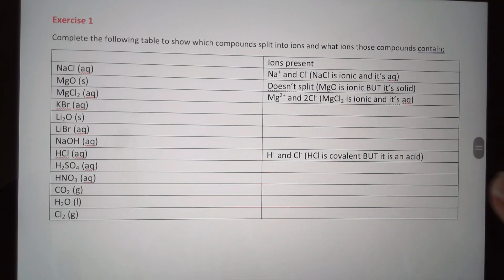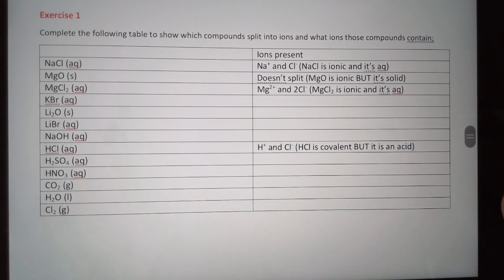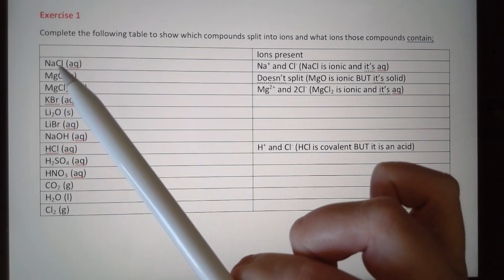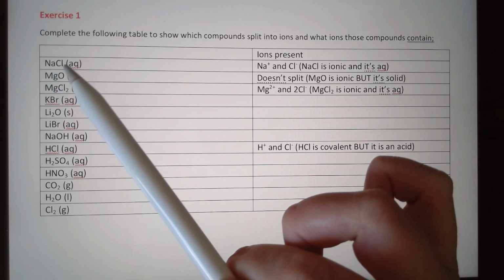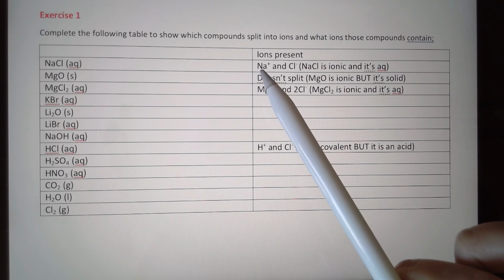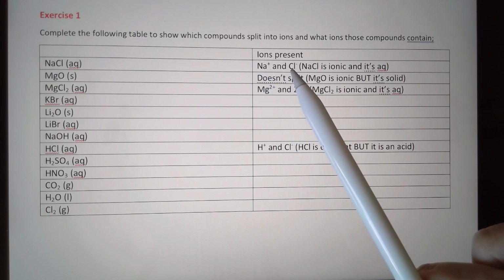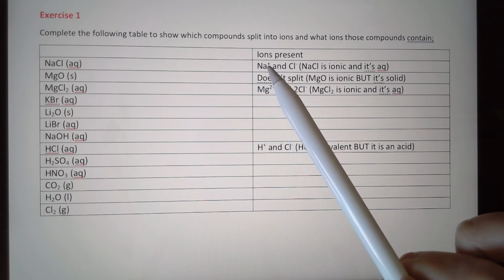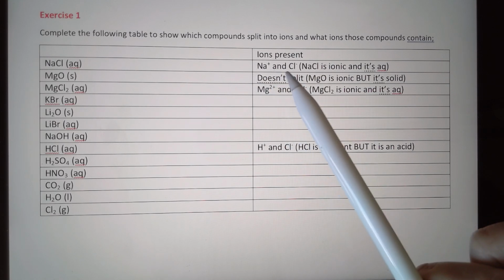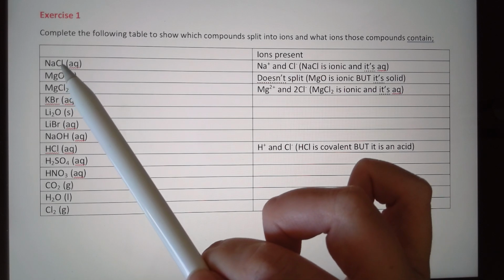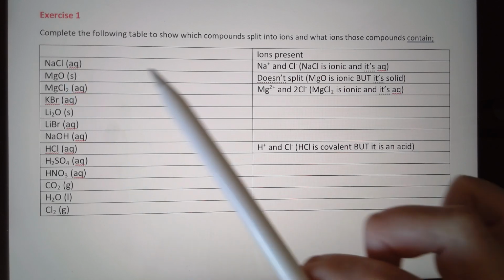It's going to start off with just an exercise looking at what splits and what doesn't, and if it does split, how do we work out what the ions are. First one I've done for you, NaCl is ionic and it's aqueous, so it splits. I can see I've got sodium and chlorine, so all I do is I separate the sodium from the chlorine, and because I need to show them as ions, I need to put charges. Sodium's in group 1 with a +1 charge, chlorine's in group 7 with a -1 charge, and that will always be the case regardless of what they were bonded to, regardless of what the formula was.